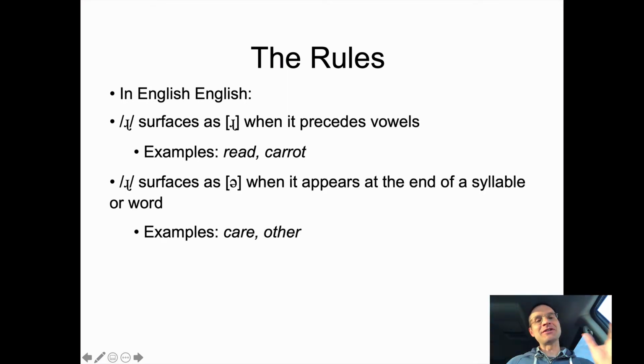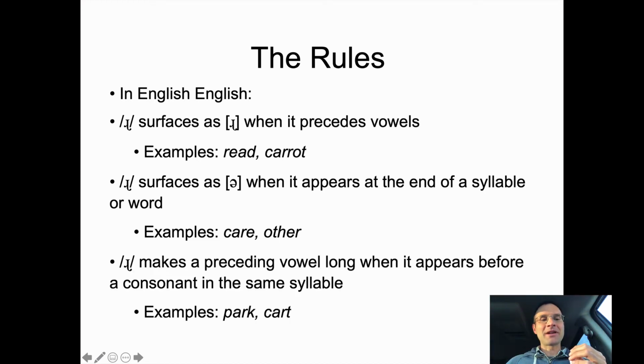And it's going to surface as schwa when it appears at the end of a syllable or word, like in "kea" or "other." And then lastly, it will disappear altogether, but it will make a preceding vowel longer when it appears before a consonant in the same syllable. So this is what we get in "pak" and "kat," so on and so forth, or I guess "ka" as well. So yeah, with "care" and "other," the "er" in "other" is basically like a syllabic R in Midwestern English.